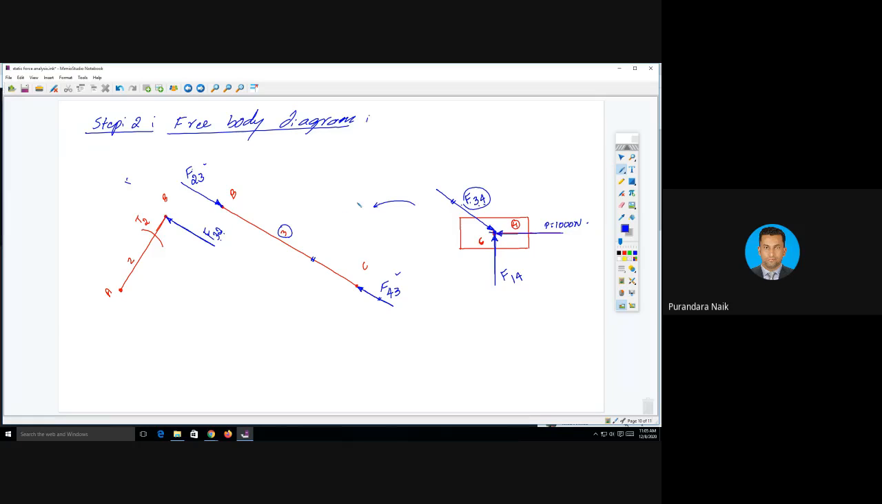Any doubt in this? Any doubt? F32 is the force by link number 3 on link number 2, and it is equal and opposite to this force. F23 is nothing but F32, but opposite in nature.